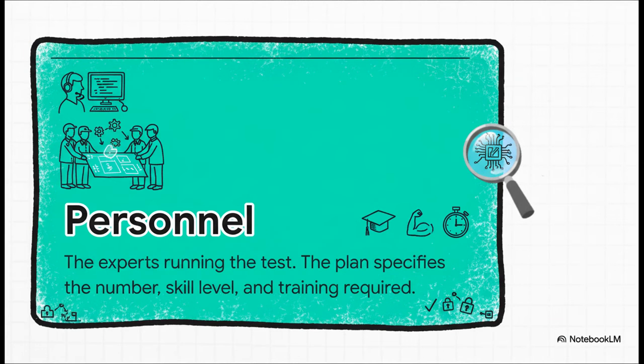And you know, it's not just about the machines. The plan even specifies the people involved. It details how many people are on the test team, what their skill levels need to be, and the exact training they must have completed.